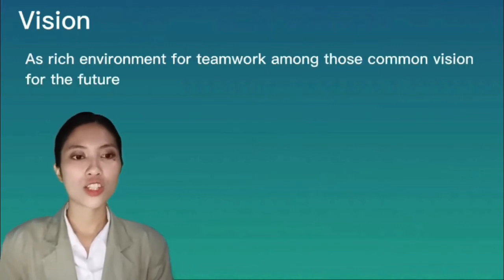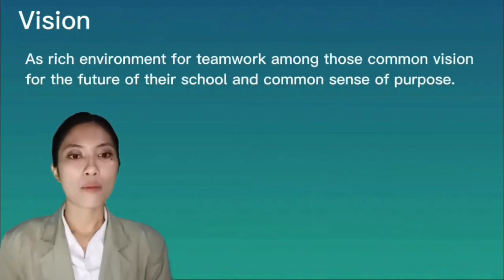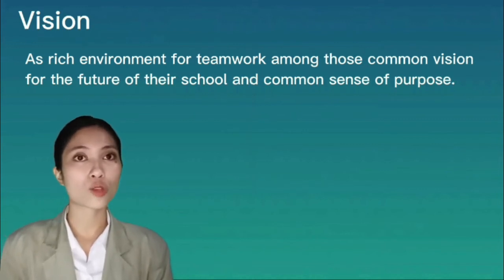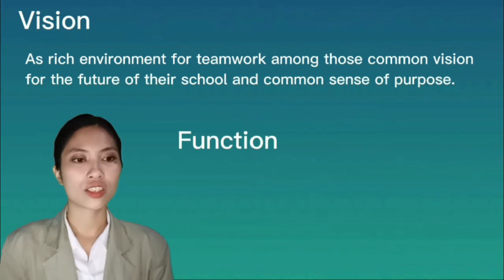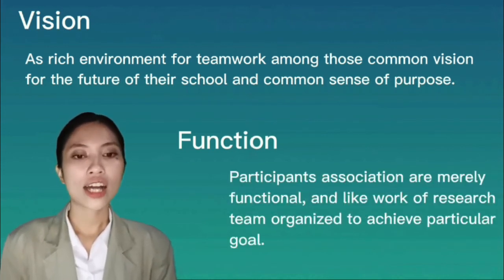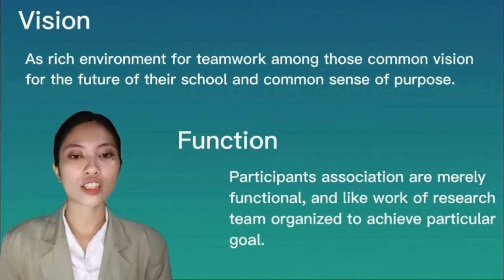Vision. According to Royal and Rose, an effective learning community is described as a rich environment for teamwork among those with a common vision of the future of their school and a common sense of purpose. And function. Participants' association is merely functional, unlike more work of research, a team organized to achieve a particular goal. They hold together as long as the work is held in common.